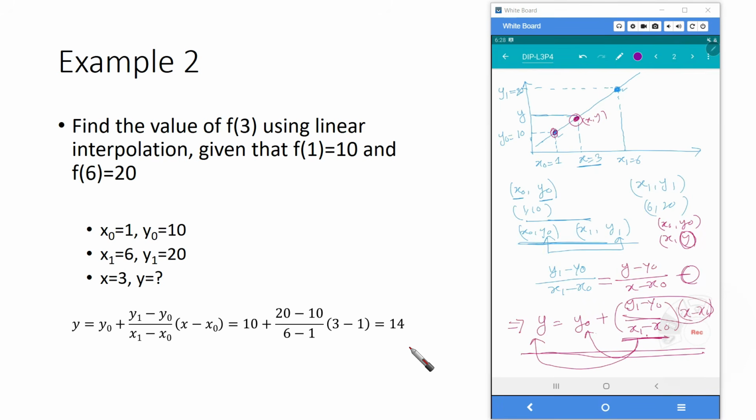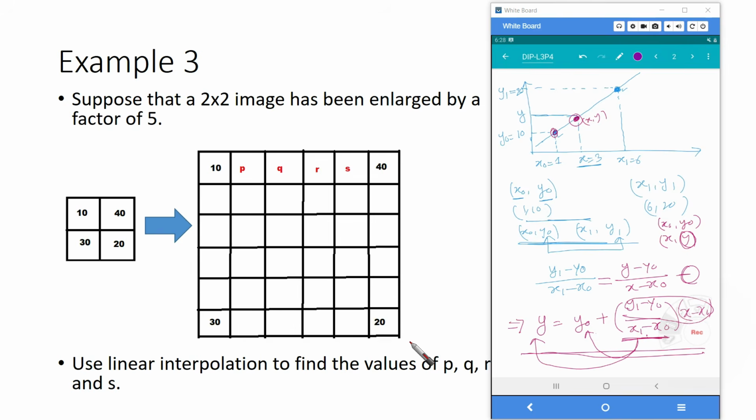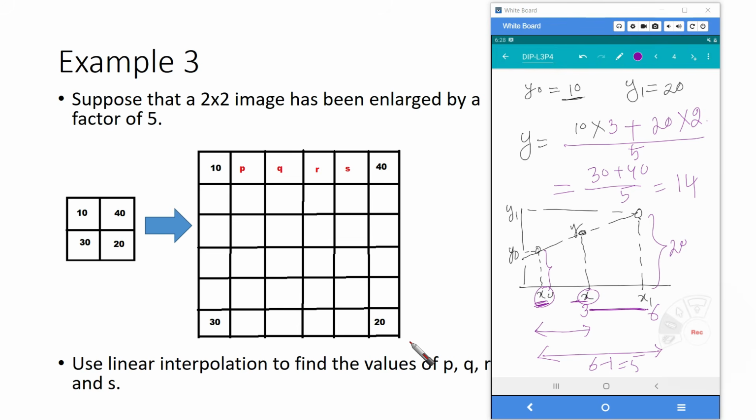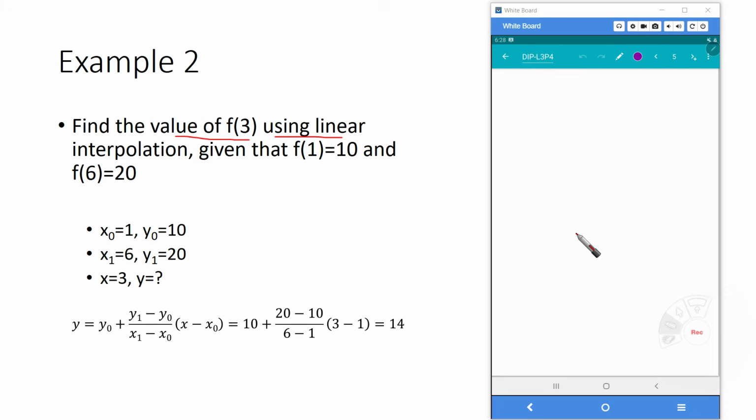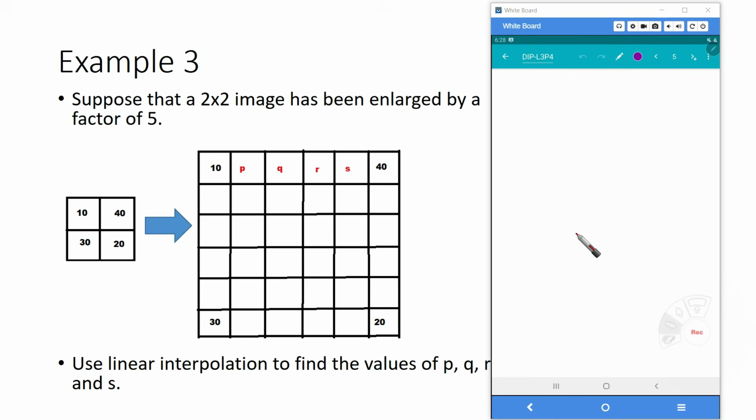using this formula, just by having an analogical approach in a slightly different way, in a more intuitive way, we can also find the values of f3 using linear interpolation. So this is a very practical concept. We can readily use this in our image processing. So let's see problem 3.